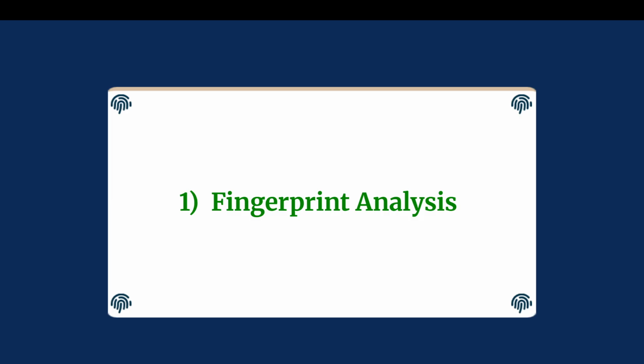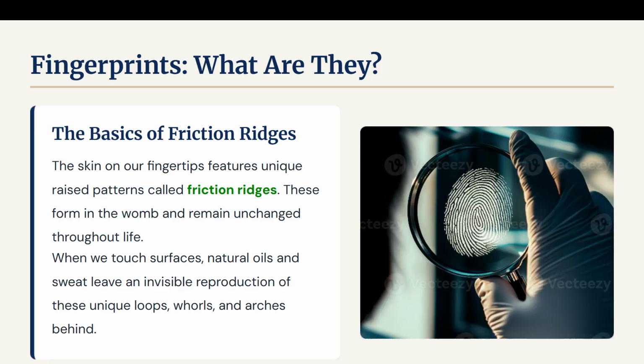Let's start with our first pillar and probably the most classic tool in the handbook, the fingerprint. The biology here relies on friction ridges. These are the tiny raised patterns on your fingerprints. They form before you're born and stay exactly the same your entire life. Because of the natural oils and sweat on our skin, whenever we touch something, we leave behind a stamp of those ridges, usually loops, whorls, or arches. In forensics, we call these latent prints, meaning they're hidden from the naked eye until we dust or chemically treat them.